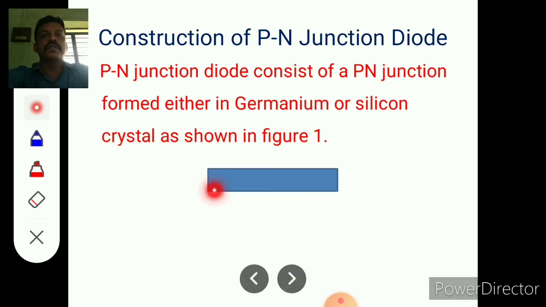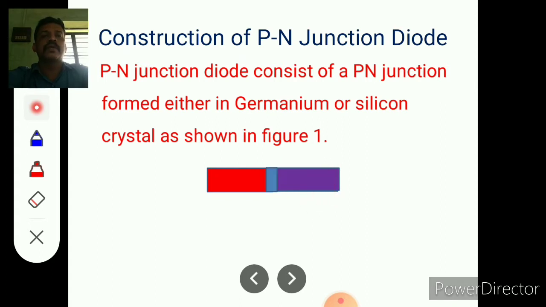So here we consider one pure semiconductor, intrinsic semiconductor. In half part we add the third group impurity. So this red portion shows that the third group impurity is added in this region. In the remaining half part we add the fifth group impurity. So this half part will work as a p-type semiconductor, and this half part will work as an n-type semiconductor.